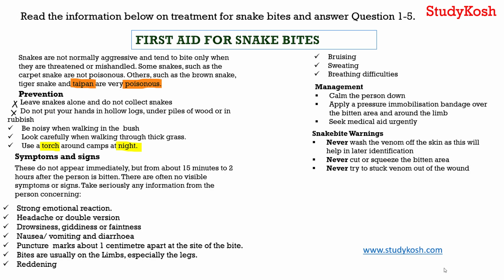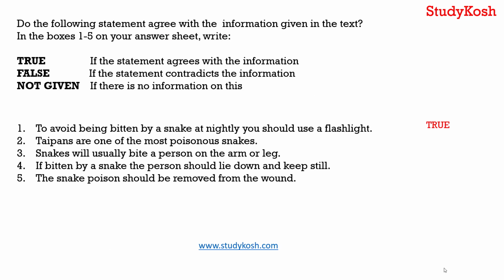In this line, students, it is given to us that these 4 types of snakes are very poisonous. But the statement asked to us in our question is totally different from it. It says, taipans are one of the most poisonous snakes. It is not mentioned anywhere in the paragraph that taipans are the most poisonous snakes. So therefore, our answer is not given. Coming on to our third question.